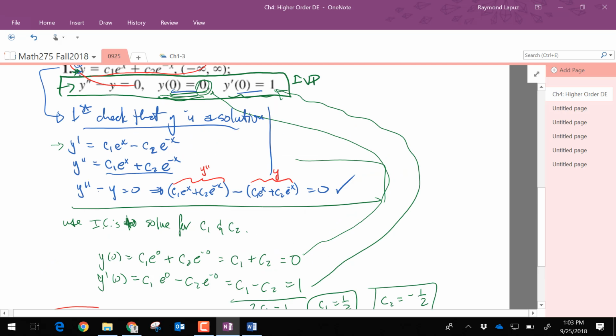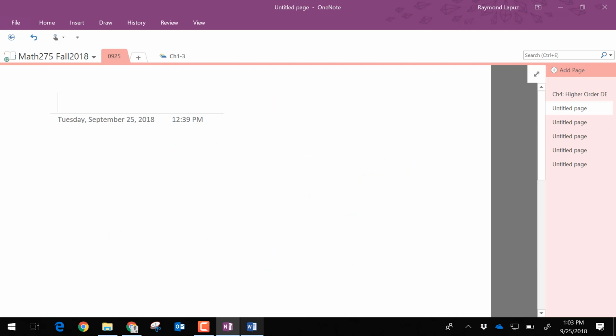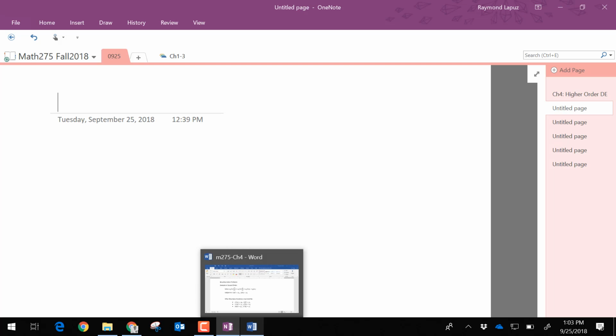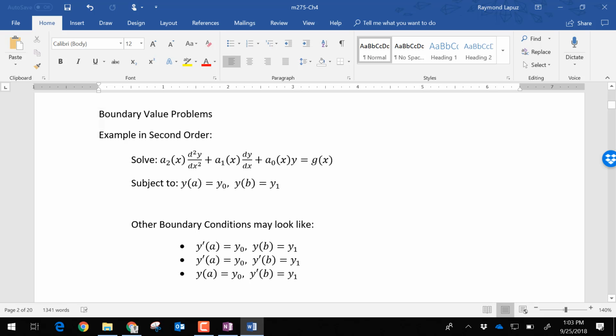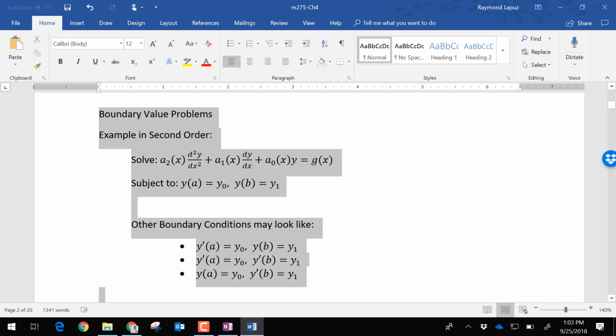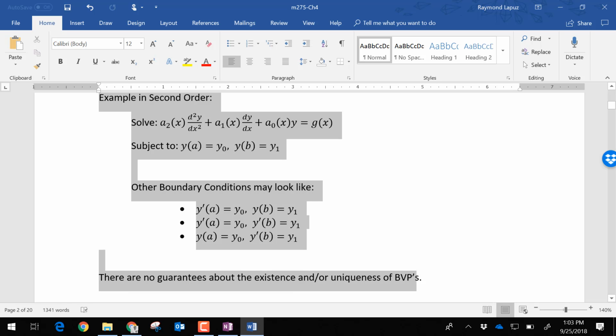All right. Let's move on to another type of problem that's not going to guarantee that you're going to get a unique solution, and that is a boundary value problem.